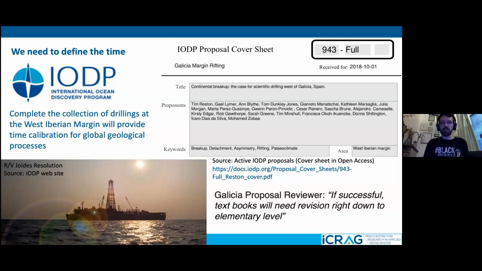But what is sure is that given all the knowledge we got from West Iberia regarding rifting and all the data that are there, and the fact that we know where to go to complete our collection and to address open questions, West Iberia would be the logical place to go back.